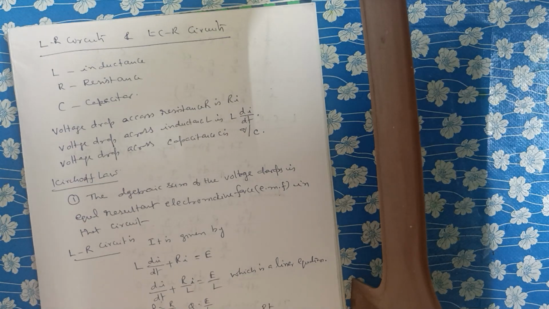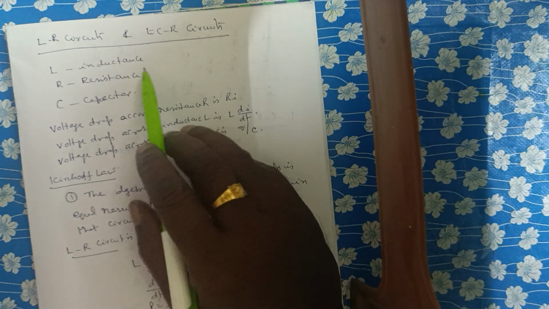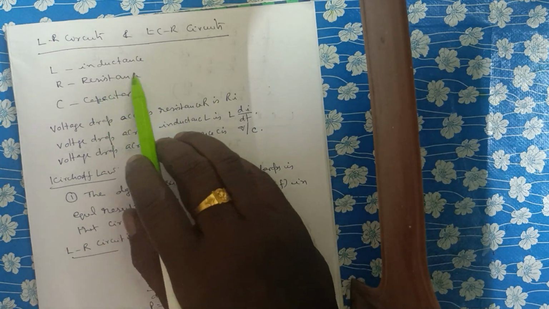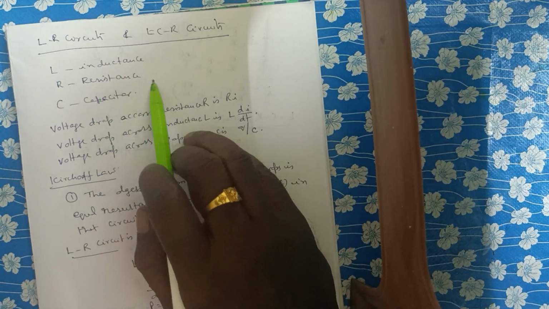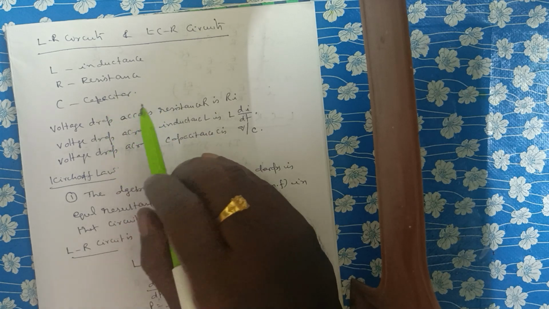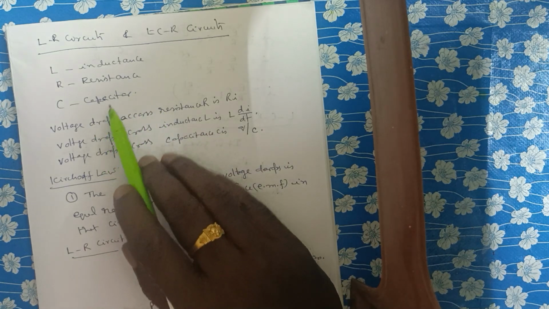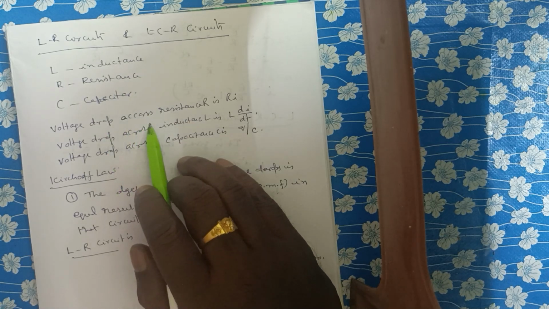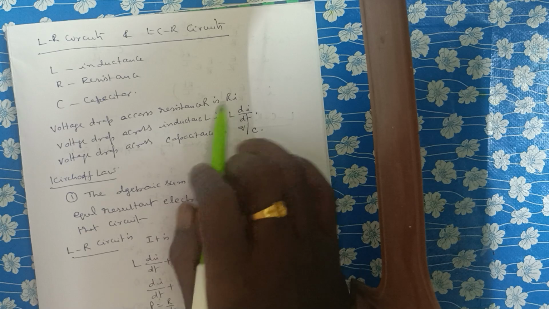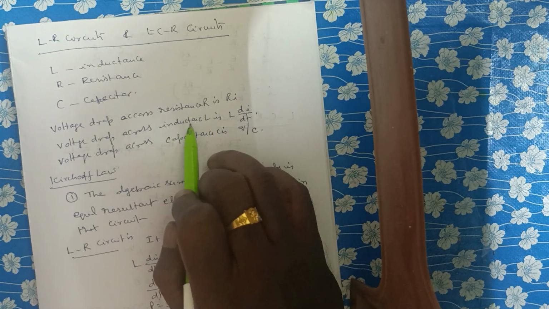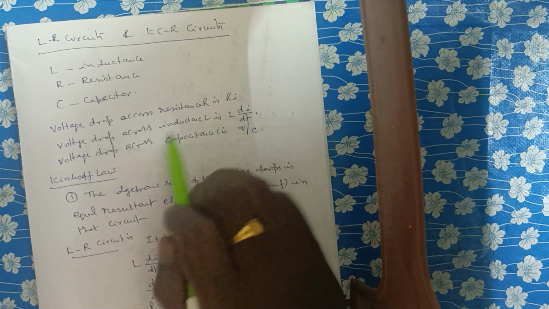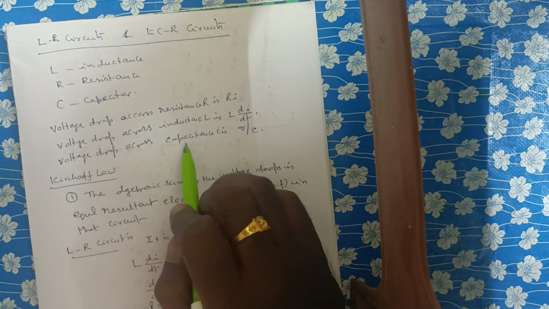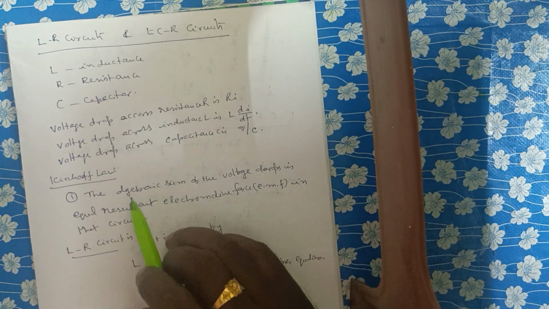Next we are learning about LR circuits and LCR circuits. L means inductance, R means resistance, C means capacitor. In this, with the inductance, we see the voltage drop. Voltage drop across resistance is Ri. Voltage drop across inductance is L di by dt. Voltage drop across capacitance is Q by C.